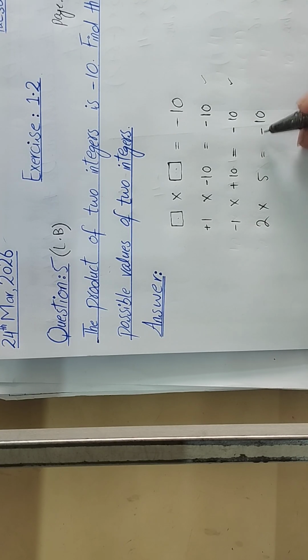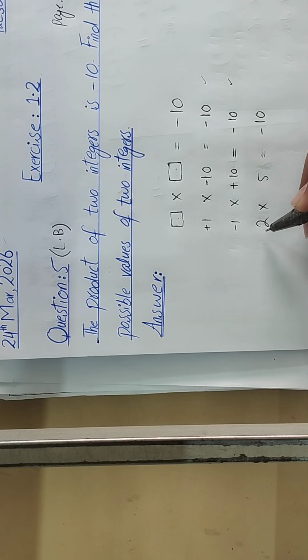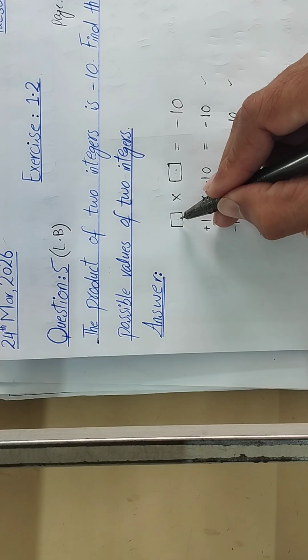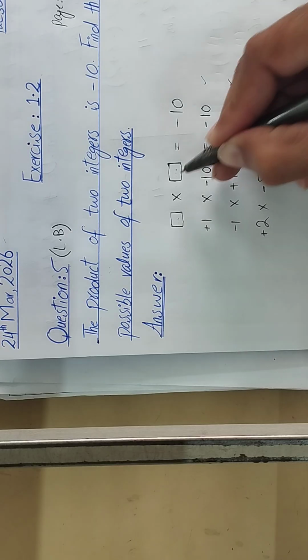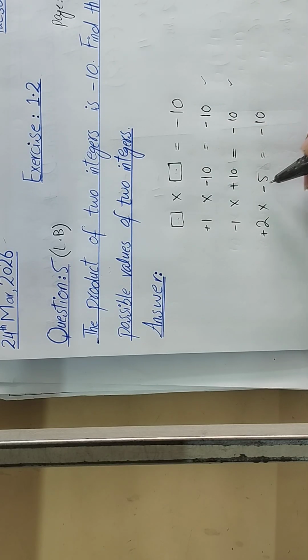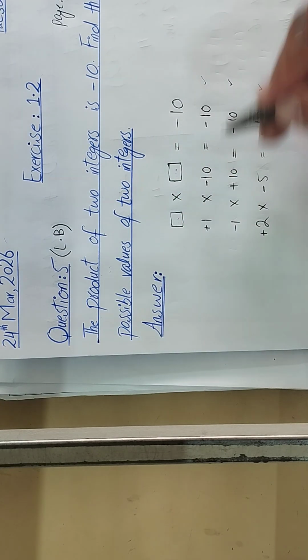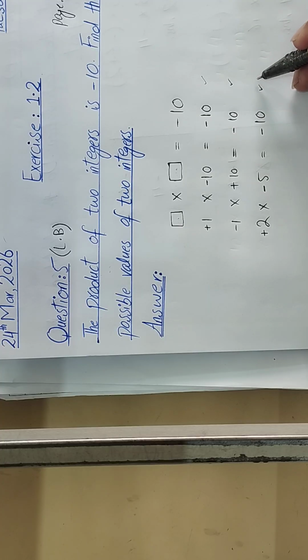Again, to get a negative answer, one of the numbers should be positive and the other should be negative. If I take this one as positive integer plus 2 and this one as negative integer, it is 2 5s are 10 and plus multiply minus is minus. So this missing number could be plus 2, and this missing number could be minus 5. So this is another possible option here. Find the possible values means we have multiple answers of this question.